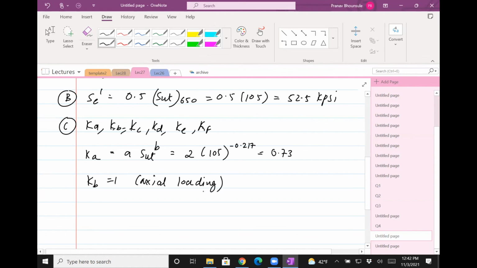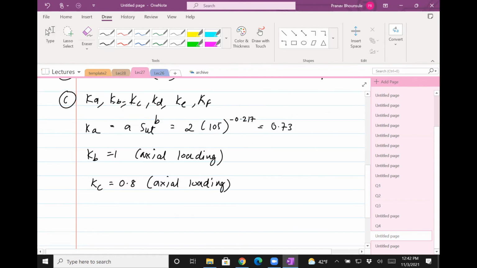So KC. If you look at the table for KC, it lists loads. There is one for axial loading, one for bending, and one for torsion. In this case, for axial loading, the factor is actually 0.8. That's something I've given there. Let me not go back to it, but it's very simple.